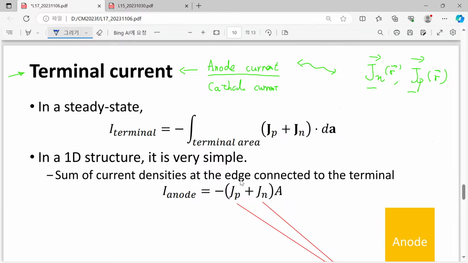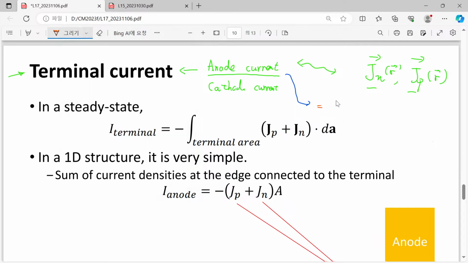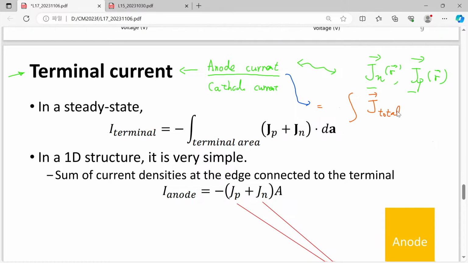Then let me just consider this one. If we consider this anode current, for example, what we have to do is like this. Anode current is given by just integration of a certain quantity called total current density. Although that is written with terms like J, same as J and JP, the subscript is different. This one is total current density.